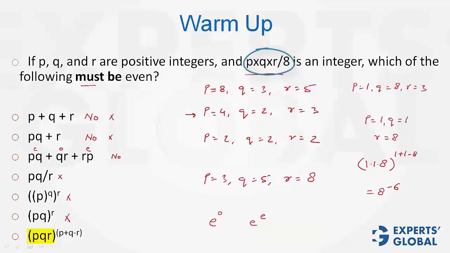Hence, you will have 8 raised to the power of negative 6, which would be a fraction and therefore not an even integer. So even in this case, there are values which satisfy pqr divided by 8 being an integer, but the value of the expression not being even. So even this does not work. We have 7 cross marks. This was a must-be question.